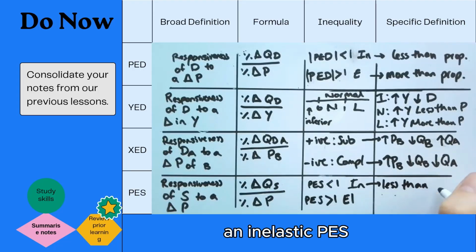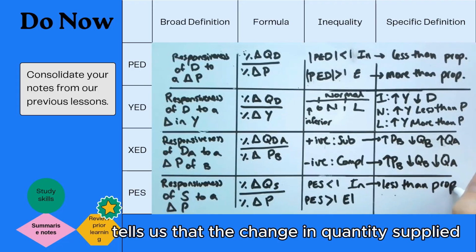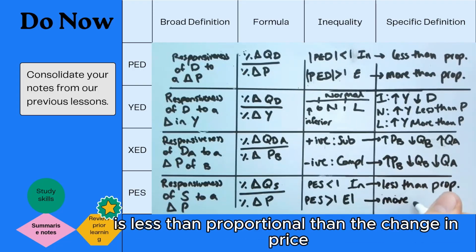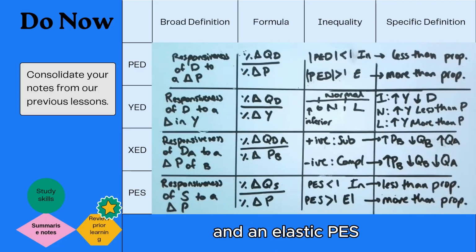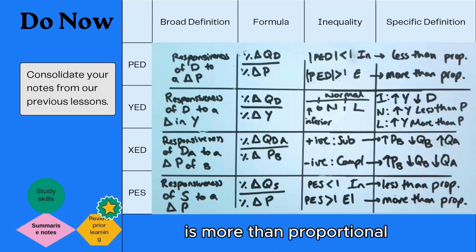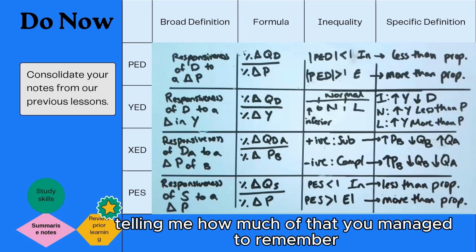An inelastic PES tells us that the change in quantity supplied is less than proportional to the change in price. And an elastic PES tells us that the change in quantity supplied is more than proportional to the change in price. Leave me a comment telling me how much of that you managed to remember.